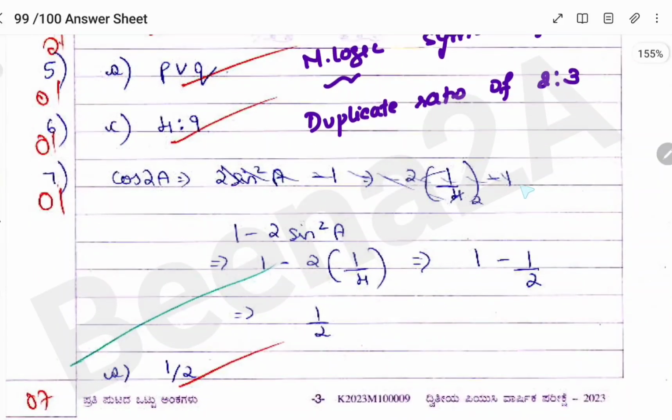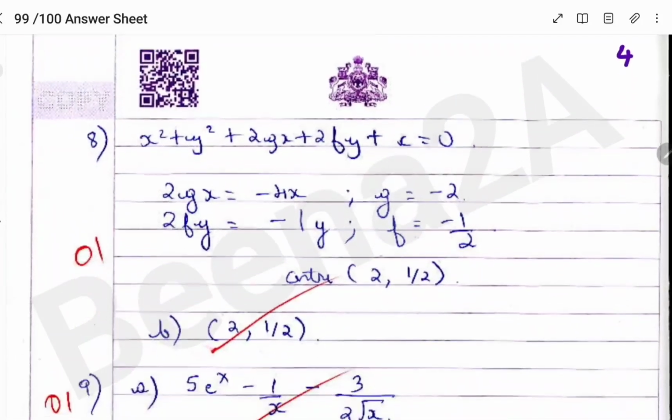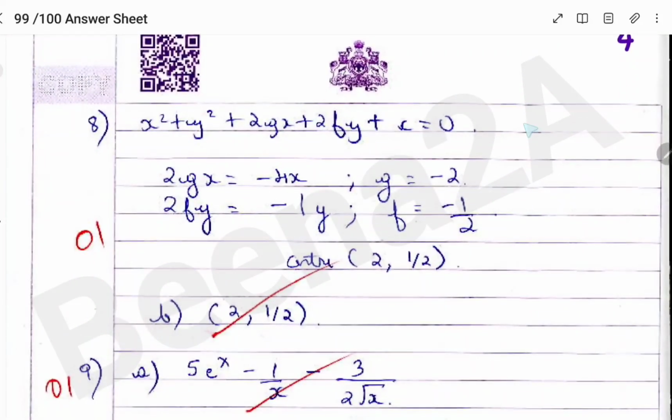Then yet another one, this is related to trigonometry. You have to find the value of cos 2a. Sin a is given. So he has used the formula 1 minus 2 sin square a. Substitute sin square a value and you find the cos 2a answer. Next one is circle, right? Radius is given. You have to find the center.